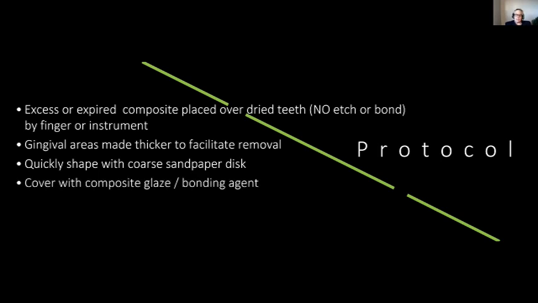Then once you have the shape that you want, and we're not trying to create perikymata or some tertiary anatomy, we just want to give the patient a primary idea: hey, look, this is what we're proposing. So we'll just use some composite glaze or bonding agent, which is expensive. Just use composite glaze or those provisional polishers.